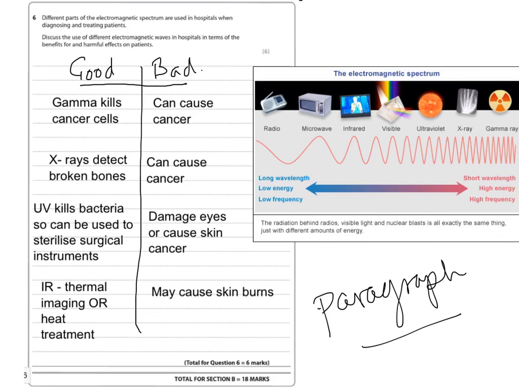Though this information has been shown in a table, ideally you should write a paragraph when you see this much space on your answer page.